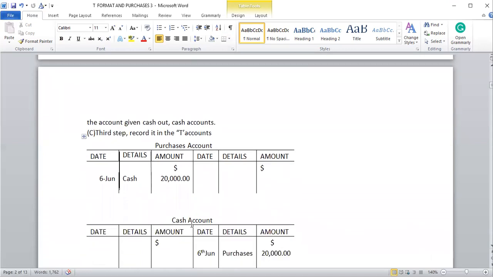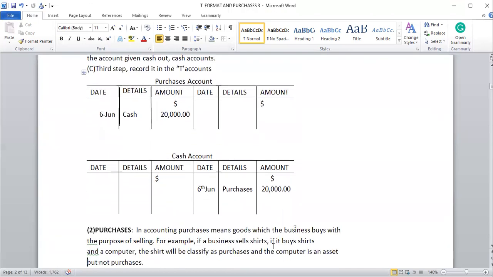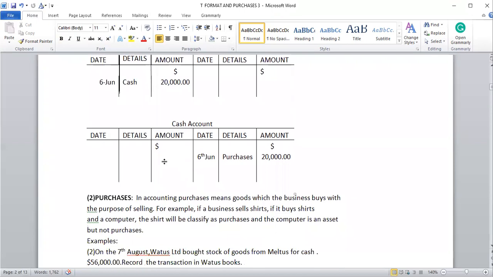So when we come to the cash account, it has to be credited. And we have the date column, 6 June, the date of the transaction, the details column, purchases, corresponding entry can be found in the purchases account, and the amount for $20,000. So let us go on.